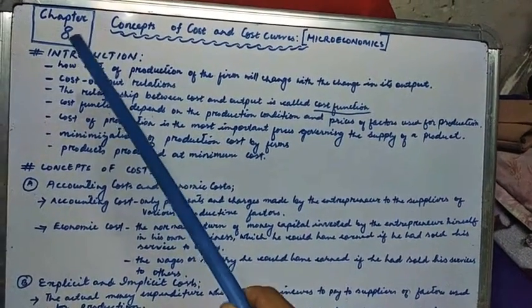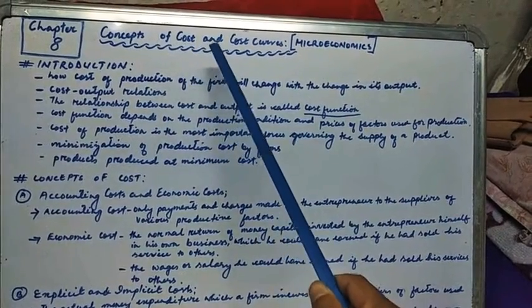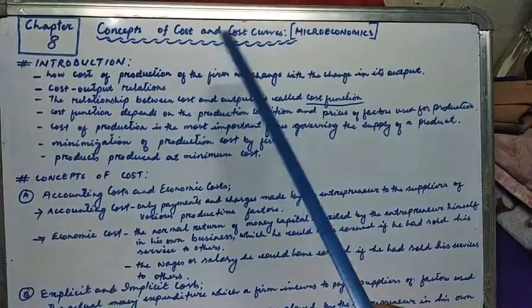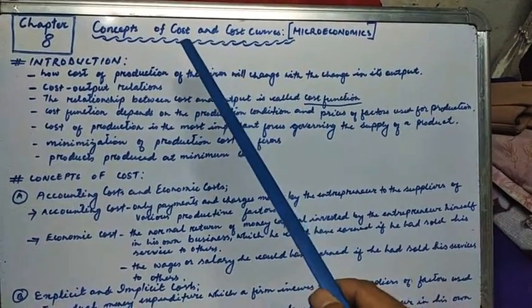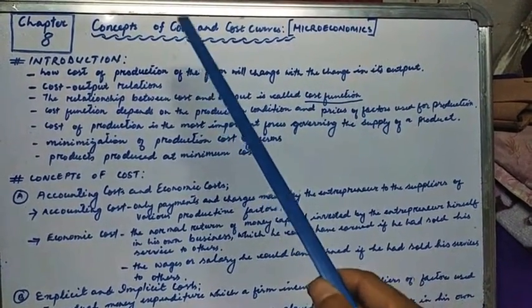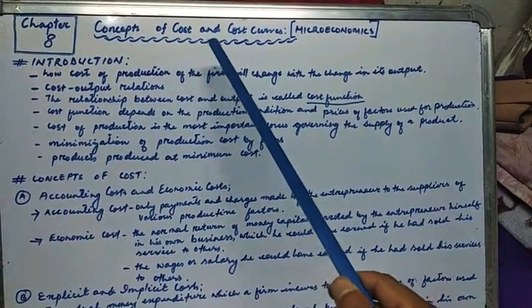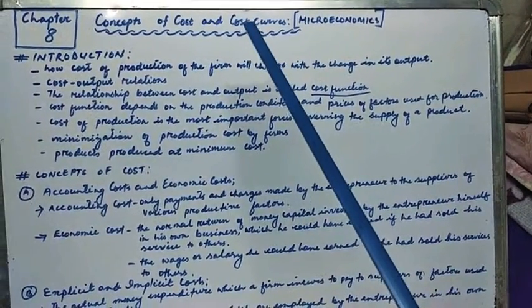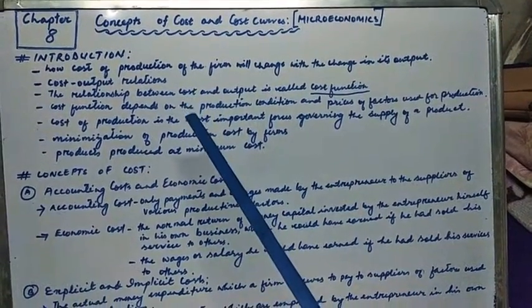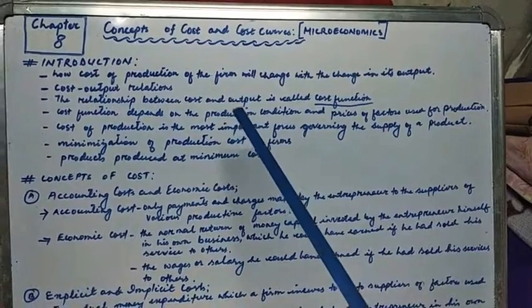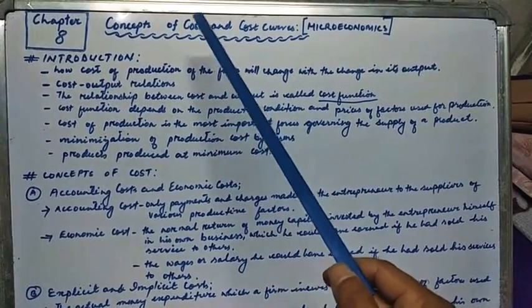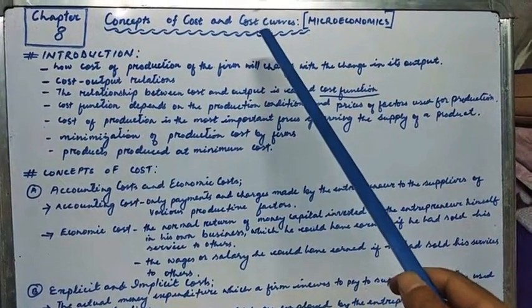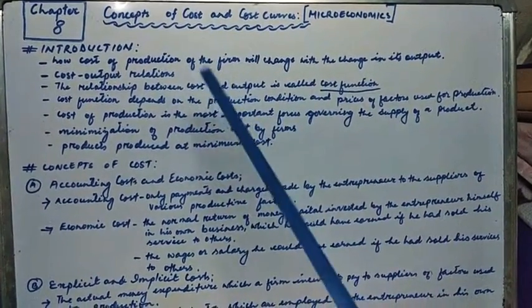Microeconomics, chapter number 8, concepts of cost and cost curves. So chapter number 8 in microeconomics, we are going to deal with the concept or ideas of cost and about the cost curves. There are different types of costs that we study in modern microeconomics, and from this concept of cost we are deriving the different types of cost curves that we shall discuss in this chapter number 8.